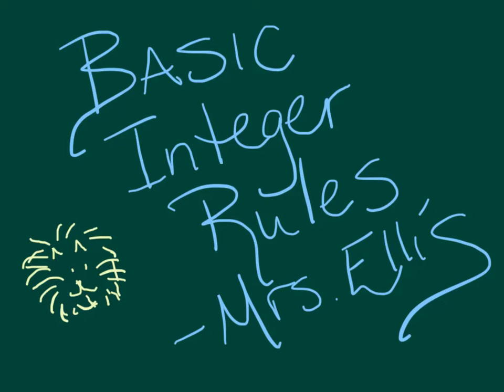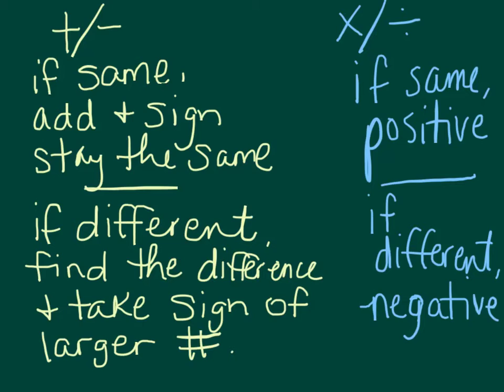Basic integer rules. When you're dealing with numbers that have different signs, or even the same sign, there's a set of rules you need to follow. The rules are different whether you're adding or subtracting versus multiplying and dividing.